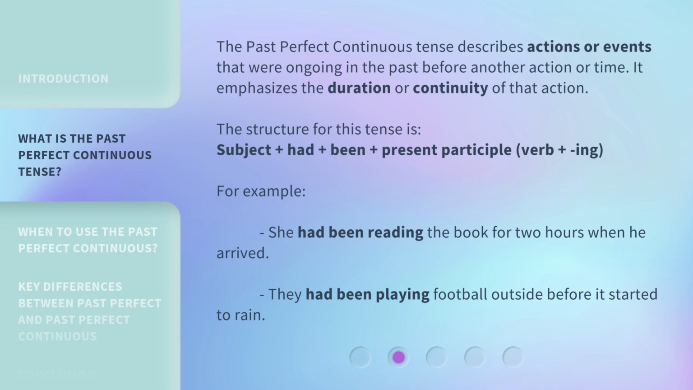The past perfect continuous tense describes actions or events that were ongoing in the past before another action or time. It emphasizes the duration or continuity of that action. The structure for this tense is subject plus had plus been plus present participle, verb plus -ing.